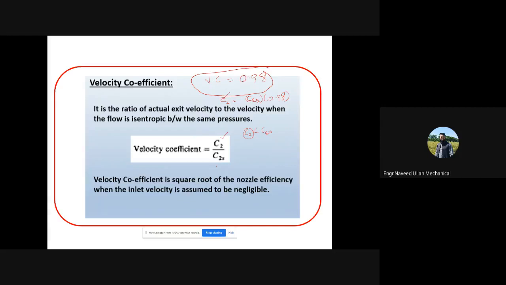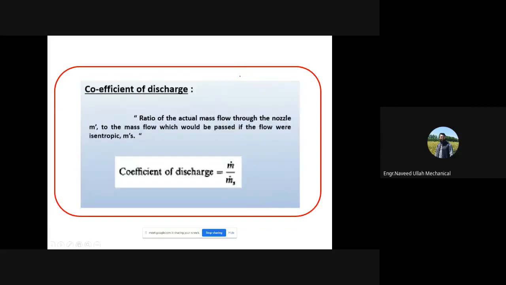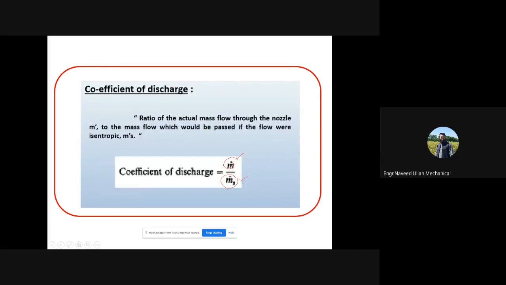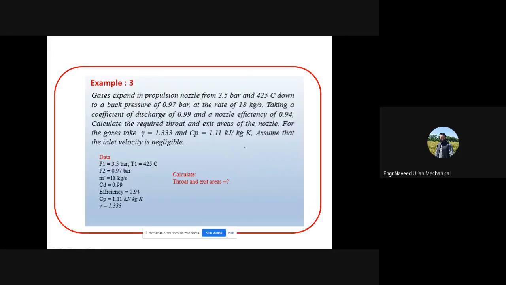तो ये जो है ना हमारे पास velocity coefficient है. Then after that we have actually coefficient of discharge, right? Coefficient of discharge क्या है? Mass flow rate when the process is real, and the mass flow rate when the process is isentropic. So the ratio of these two is your coefficient of discharge. So ratio of actual mass flow through the nozzle, m dot, to the mass flow which would be passed if the flow were isentropic, ठीक है? तो real process में जो mass flow है और isentropic process में जो mass flow है, that is basically your coefficient of discharge, right? So these are actually some definitions, you can look at your book also, but simple ones.